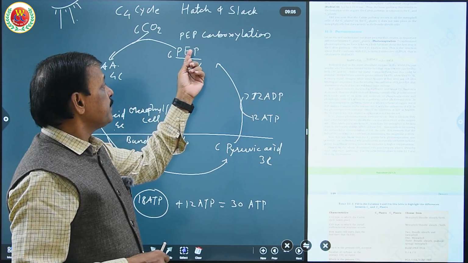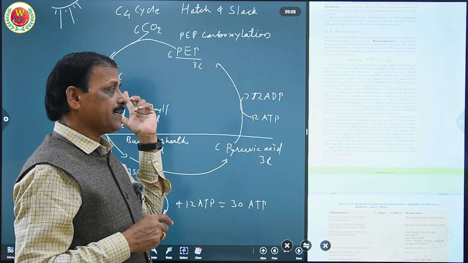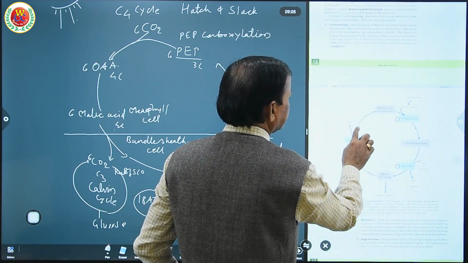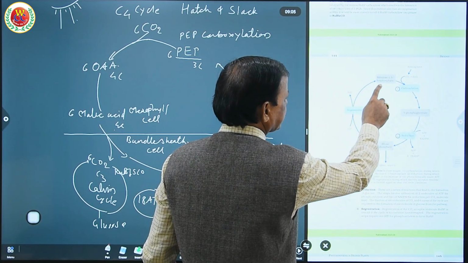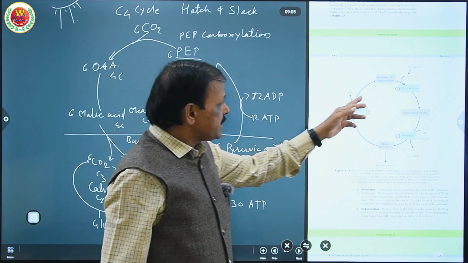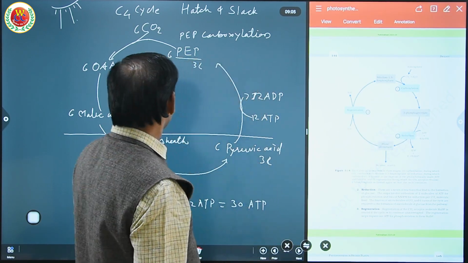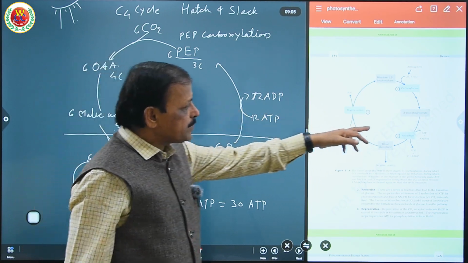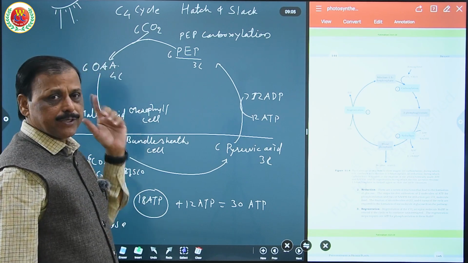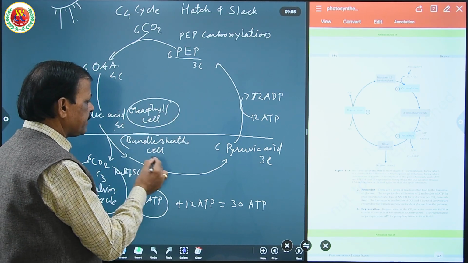In the C3 cycle, the carbon dioxide acceptor is RuBP, here it is PEP. In the C3 cycle, the first product is phosphoglyceric acid. Here the first product is oxaloacetic acid. The first product being a 3 carbon compound in one, and here a 4 carbon compound, therefore it is known as the C4 cycle. This cycle occurs in 2 types of cells, the mesophyll cell and the bundle sheath cell.